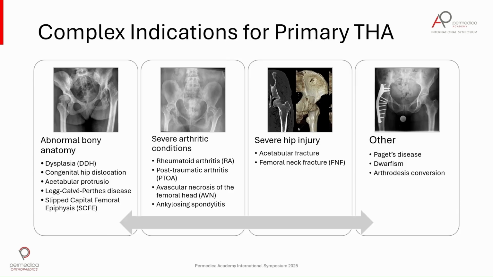The complex indications for primary total hip are abnormal bony anatomy, severe arthritic conditions, severe hip injury, and others. The most important thing is that you have anatomical issues and structural issues. So we can deal with this, but when you are discussing osteoarthritis, it's not the same.